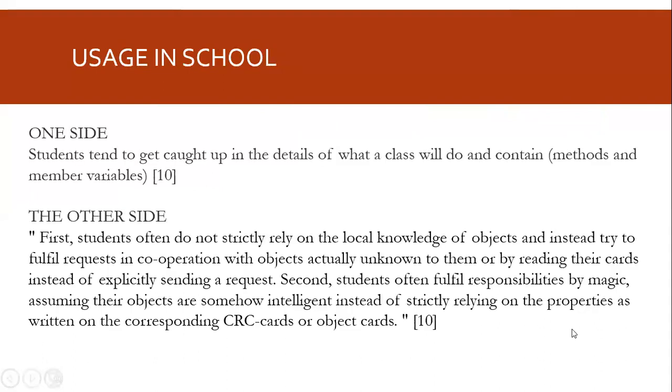And so, uses in school. On one side, students tend to get caught up in the details of what a class will do and contain, so the methods and member variables, and that can cause them to get hung up a little bit. On the other side, first, students often do not strictly rely on the local knowledge of objects and instead try to fulfill requests in cooperation with objects actually unknown to them, or by reading their cards instead of explicitly sending a request. Second, students often fulfill responsibilities by magic, assuming their objects are somehow intelligent instead of strictly relying on the properties as written on the corresponding CRC cards or objects.